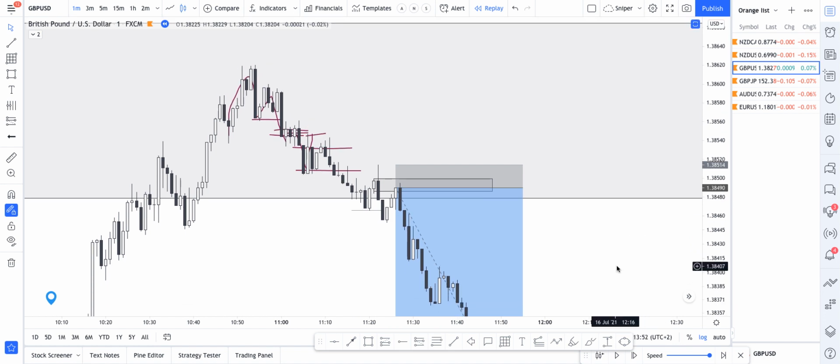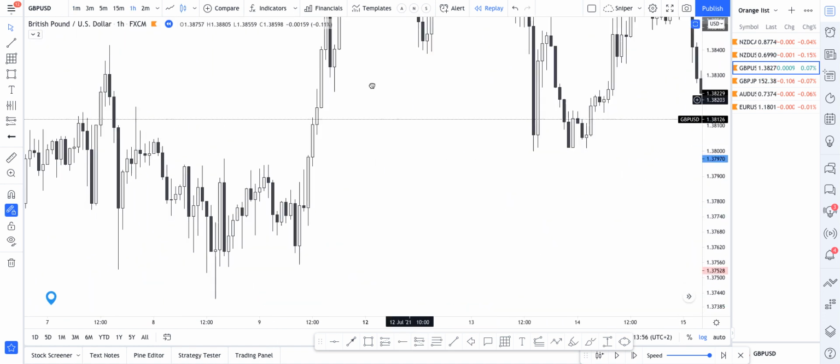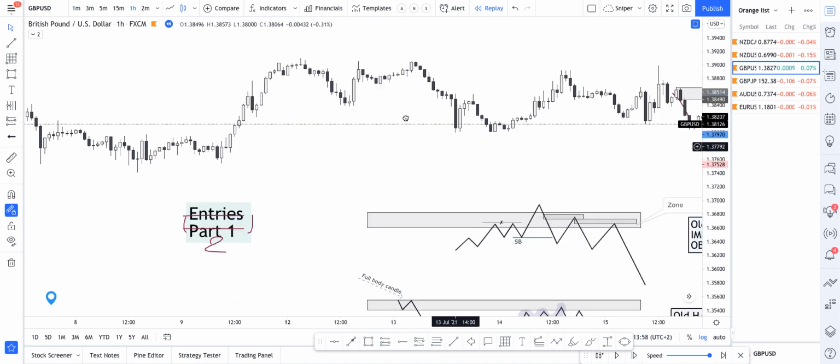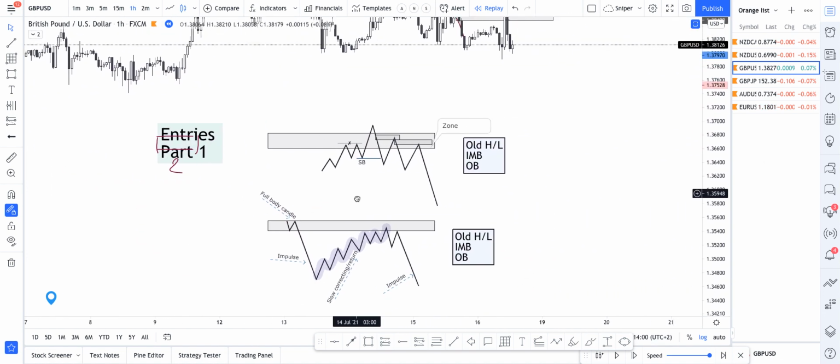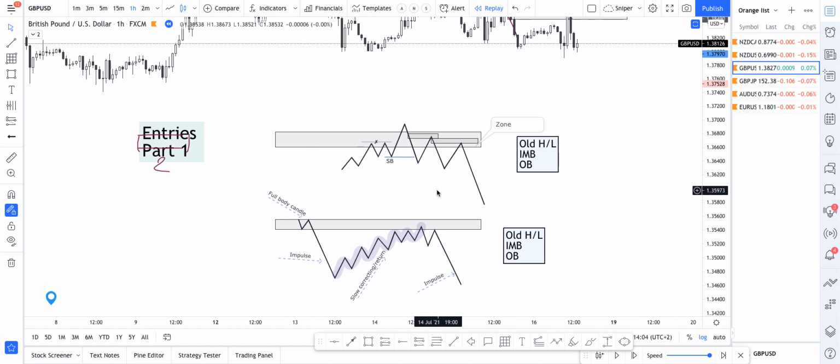So this requires a lot of patience. This requires you to wait, sit on your hands, and do nothing for a long period of time until you have everything aligning perfectly and you can take the trade.